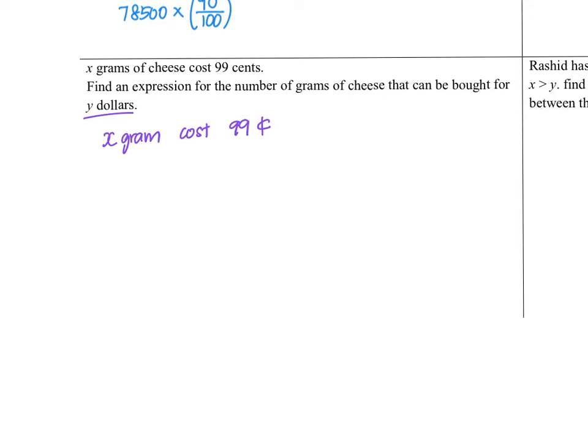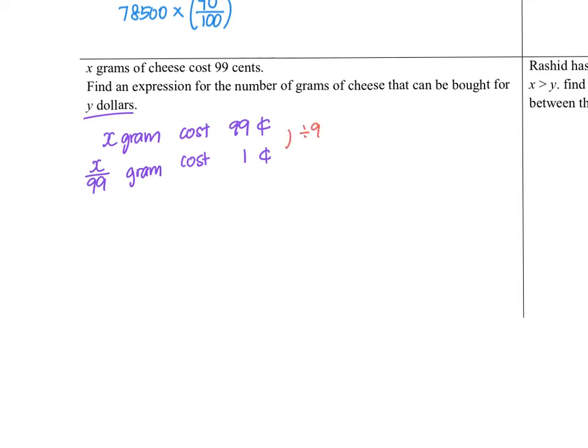So what I can do now is find 1 cent. 1 cent, how much can I buy? To find 1 cent, I need to take x divided by 99. So it'll be x over 99 grams. But they want the unit to be dollars, isn't it? $1 has how many cents? 100, right? So we're going to multiply.